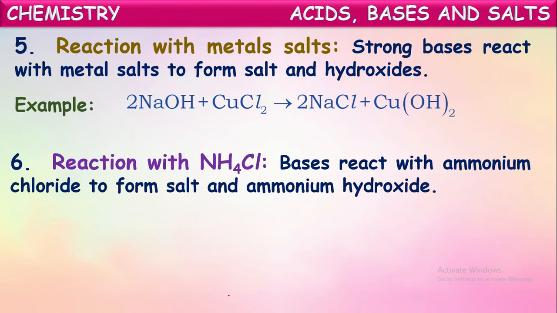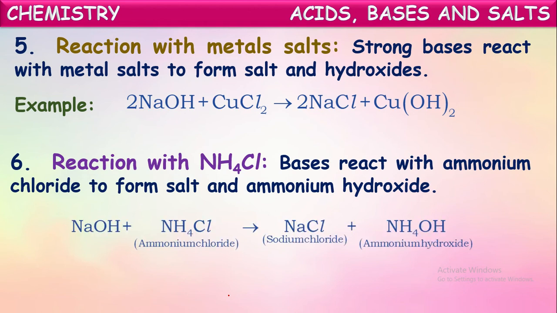And reaction with ammonium chloride, just like the metal salts. Here, bases react with ammonium chloride to form a metal salt and ammonium hydroxide. The same strong metallic hydroxide, sodium hydroxide, on reaction with ammonium chloride, forms sodium chloride and ammonium hydroxide.